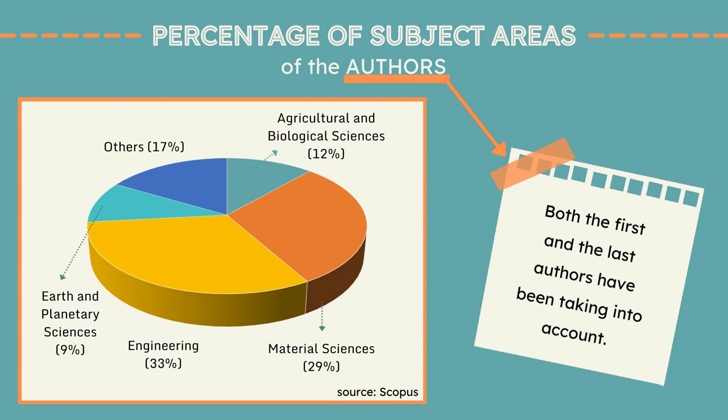The diagram on the left refers to the expertise and cultural background of both the first and the last authors of the documents. The results derived from Scopus show that the authors are mainly involved in engineering studies, then in material sciences studies, then agricultural and biological sciences, earth and planetary sciences, and other disciplines including chemistry, computer science, art and humanities, physics and astronomy, energy and environmental science.